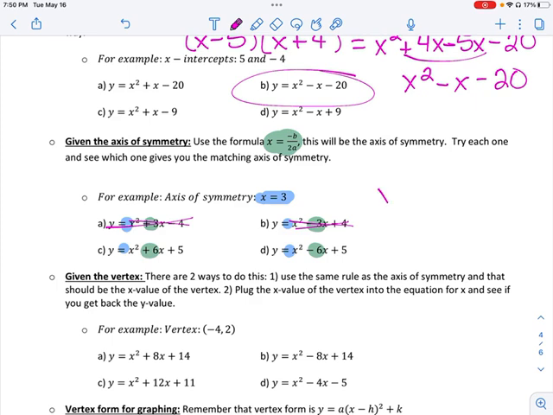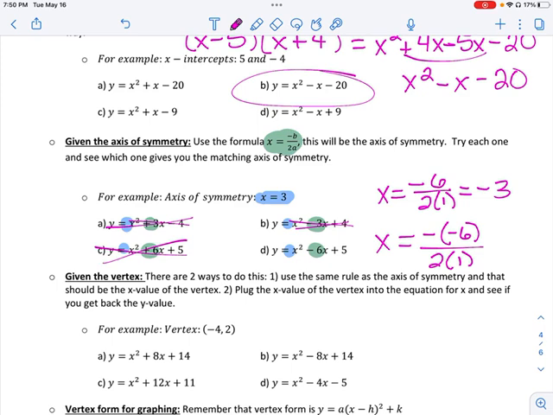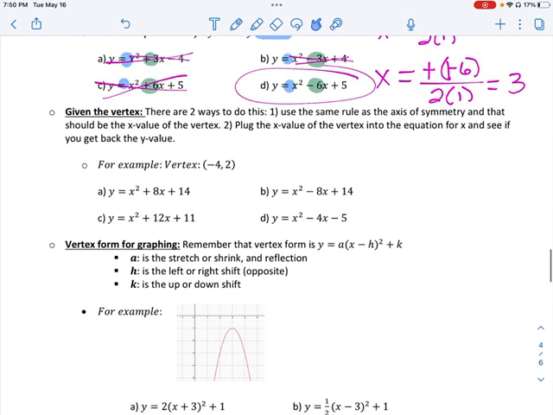So now I'm going to look at C. And C is a positive 6. So if I go negative of 6 divided by 2 times 1, well, that's going to give me a negative 3. That's not what I want. But let's try D now. So it's negative of a negative 6 divided by 2 times 1. Well, negative of a negative turns a positive. 6 divided by 2 is a positive 3. So definitely D is my answer. So that is how you do that process.